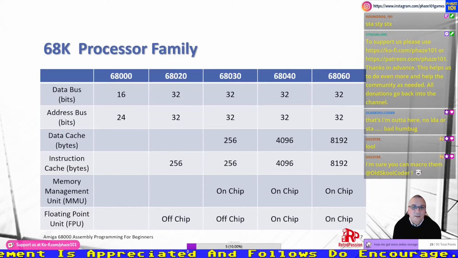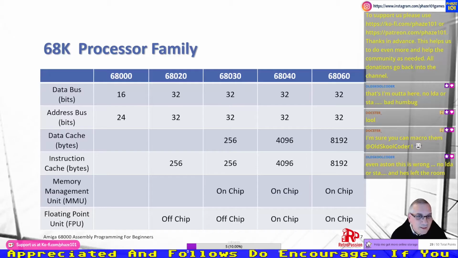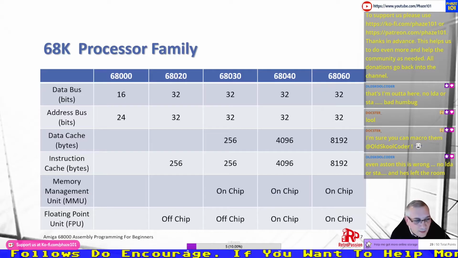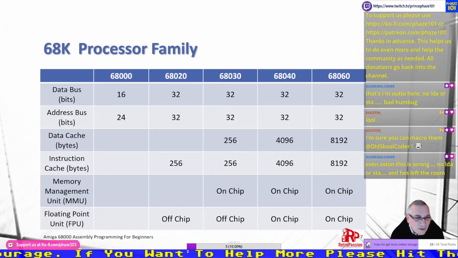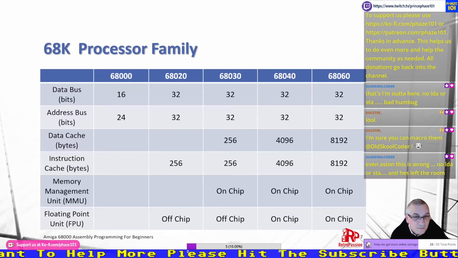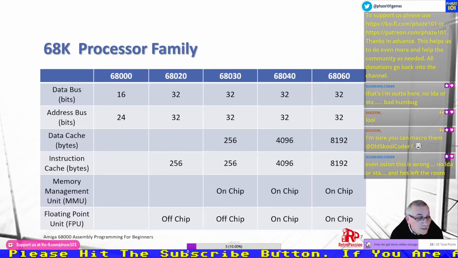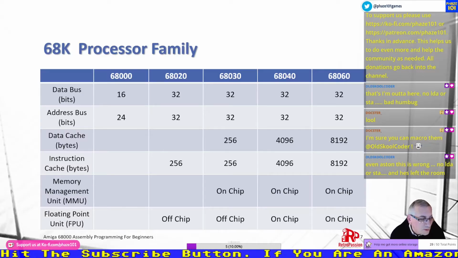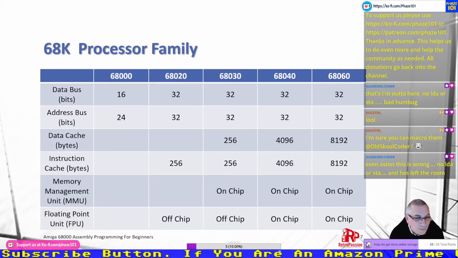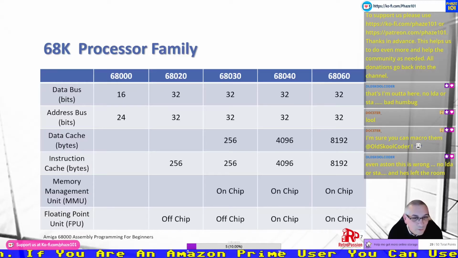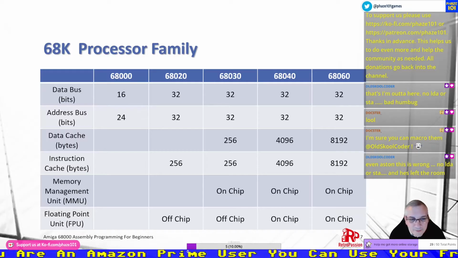So if you notice, the 68,000 data bus is 16-bit. All the others are 32-bit. The address bus of the 68,000 is 24-bit. All the others are 32-bit. So the Amiga 1200 is fully 32-bit. Imagine that when Windows was out, to become 32-bit, Windows took ages after the Amiga 1200, while the Amiga 1200 was already 32-bit.